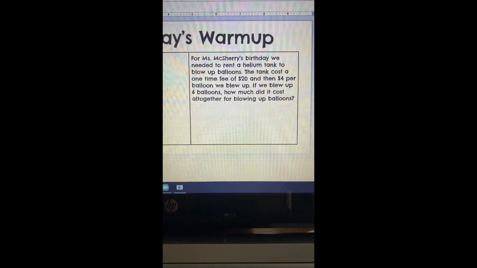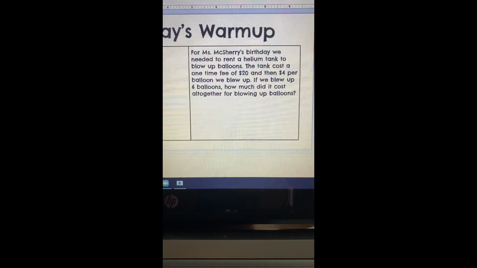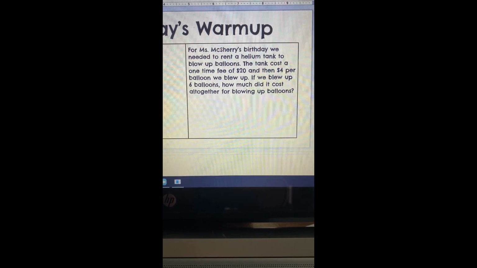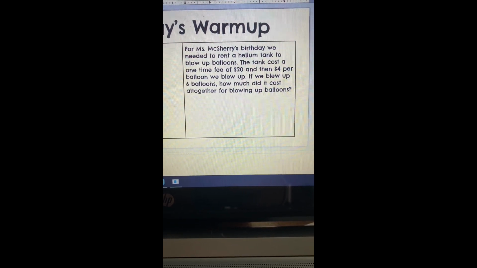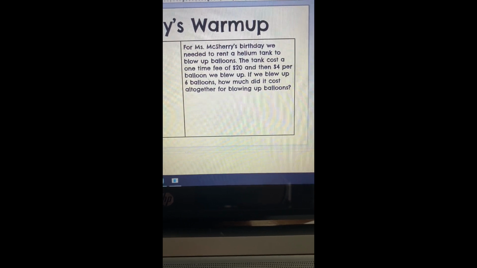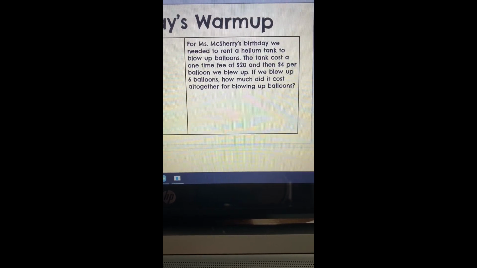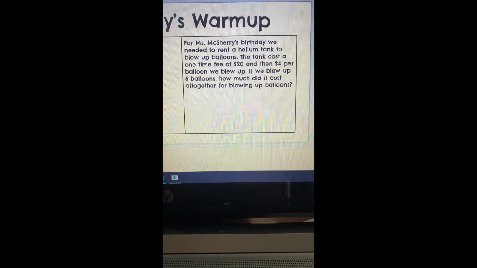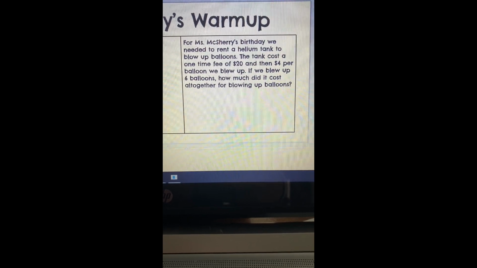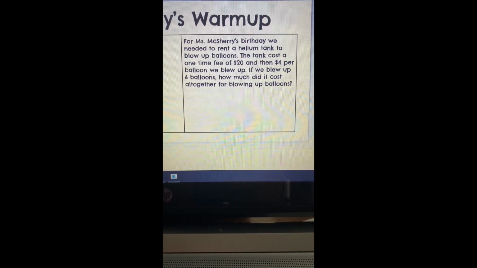For Miss McSherry's birthday, we needed to rent a helium tank to blow up balloons. The tank cost a one-time fee of $20 and then $4 per balloon we blew up. If we blew up 6 balloons, how much did it cost altogether for blowing up balloons?